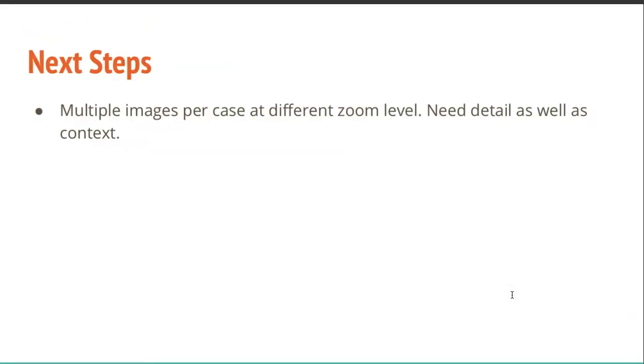For the next steps, I think it's important to find a better way of resampling the dataset, so we can deal with the imbalanced dataset problem. Also, we could try a larger image size, maybe 299 times 299. I didn't use that for this project because I don't have that much CPU. And using multiple images per case at different zoom levels is probably helpful since we need detail as well as context.